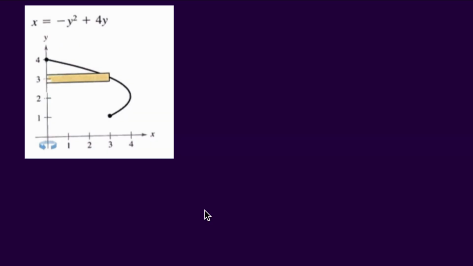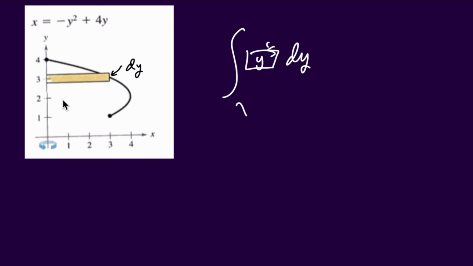In this next problem, we again are asked to rotate about the y-axis. We see our rectangle is drawn perpendicular to that y-axis, which means we're going to be dealing with a thickness of dy. If we have a thickness of dy, our integral is going to have dy. We need y's inside the integrand, which means we have to be solved for x. And lo and behold, they've already done that for us.